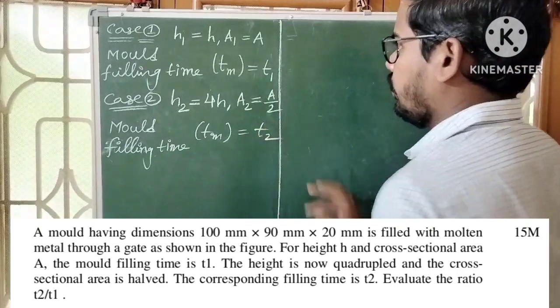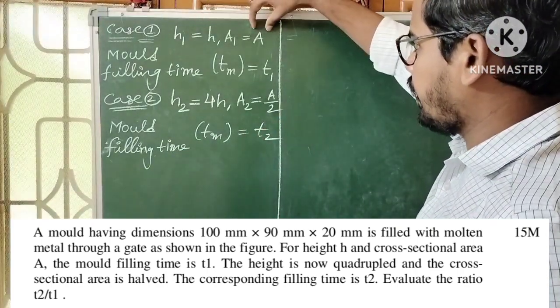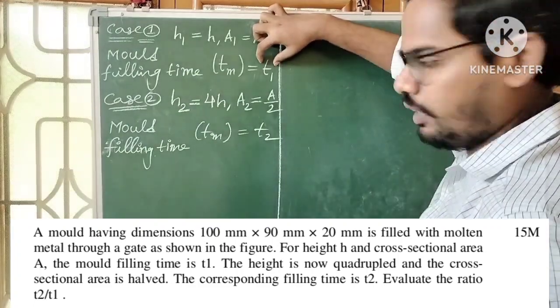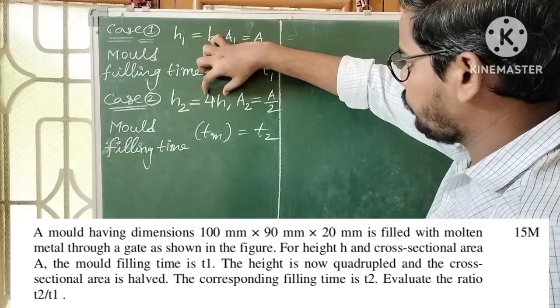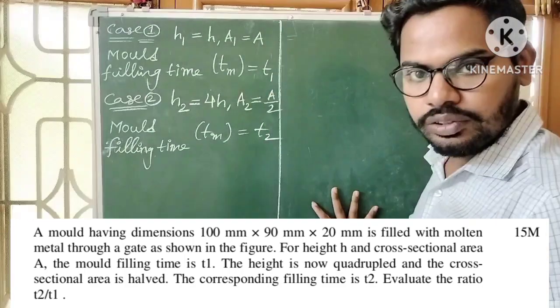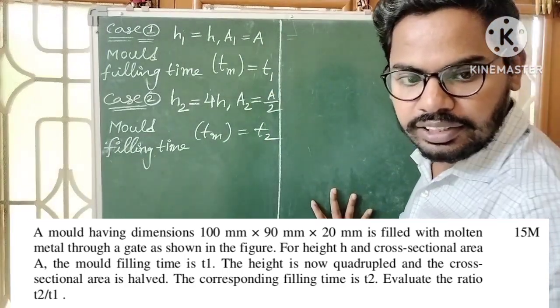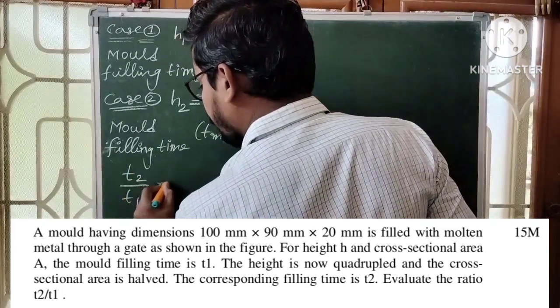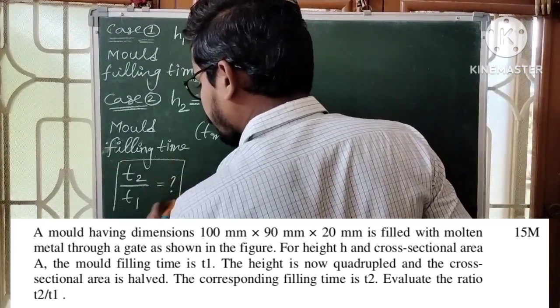For dimensions h and a, height h and cross sectional area a, the mould filling time is T1. For dimensions 4h and a by 2, the mould filling time is T2. So at last, we have to evaluate the ratio of T2 by T1.